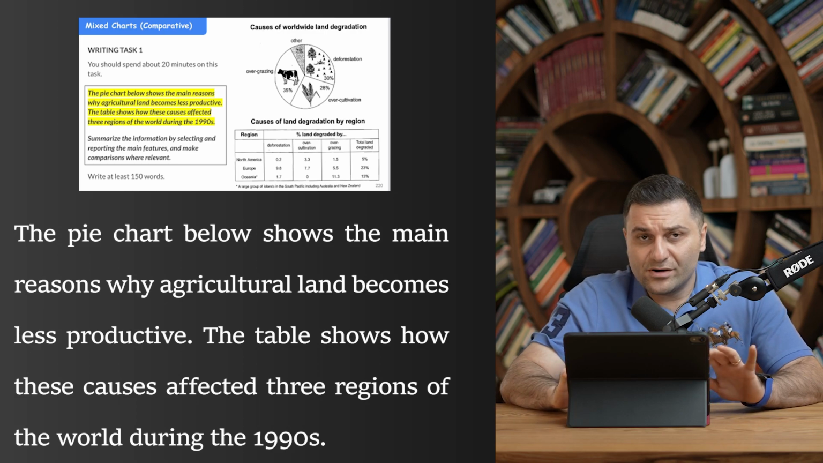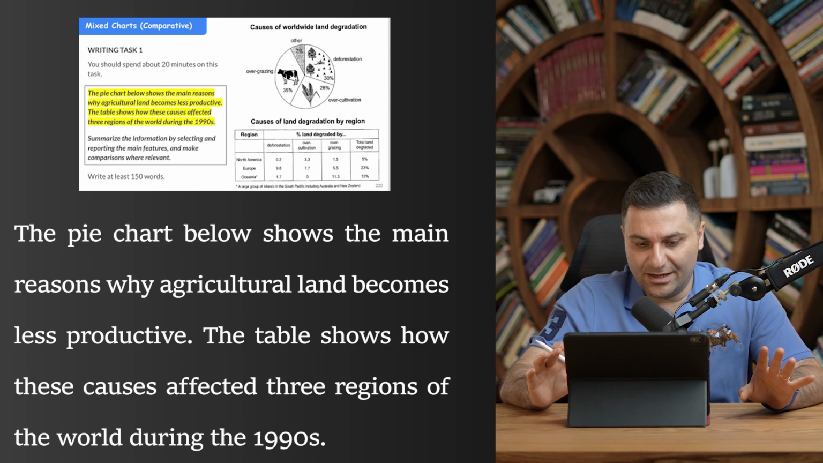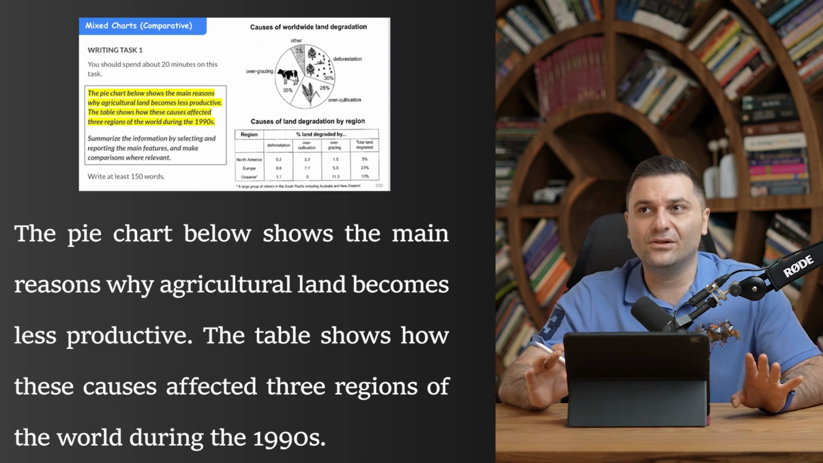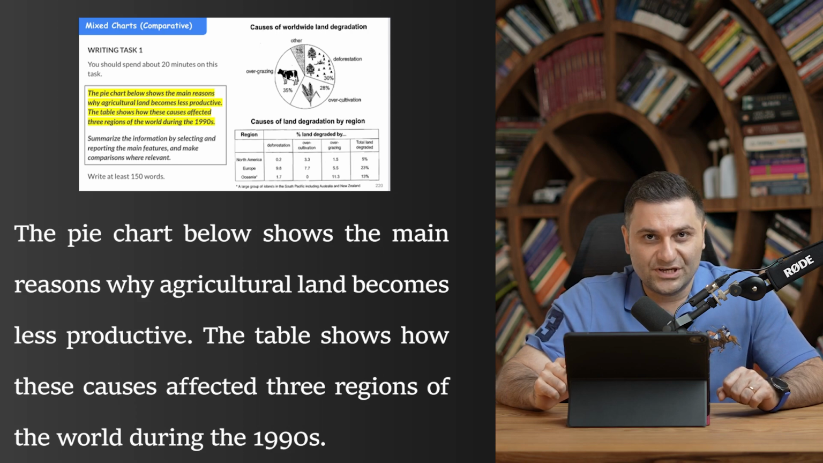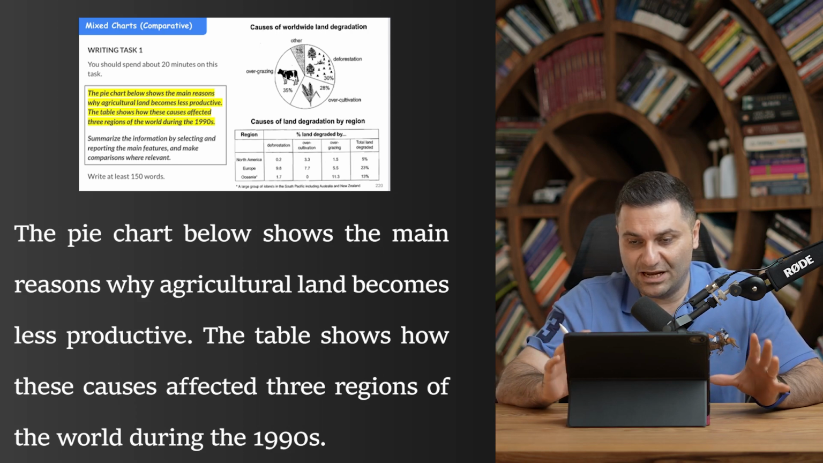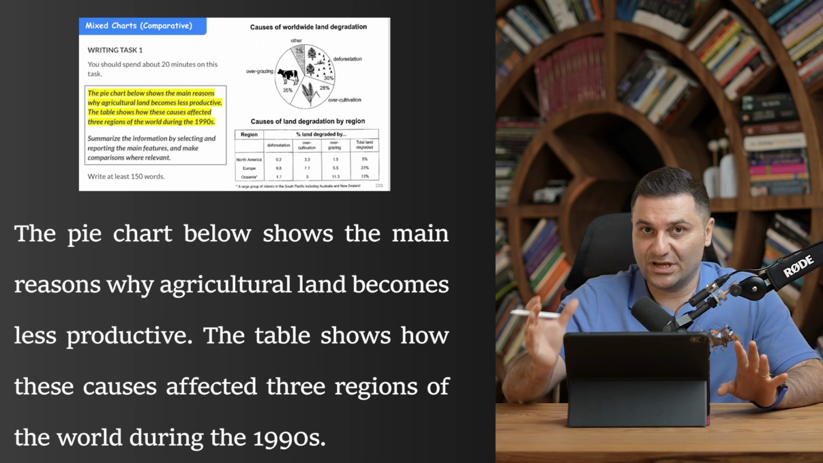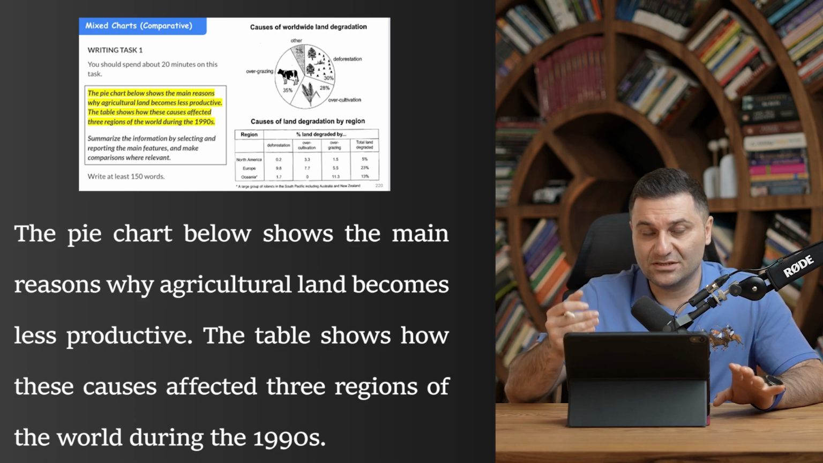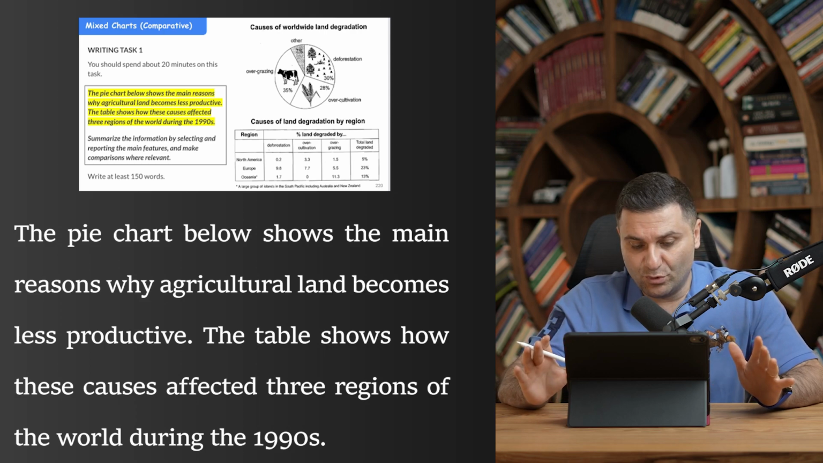Now, we're going to change the words, and it's going to be, let's say, a long opening sentence because we have mixed charts. We have table and pie charts. So we are not going to say "the two charts," all right? Because we should say the pie chart shows this and the table shows this. So now let's read the question again and change the words.